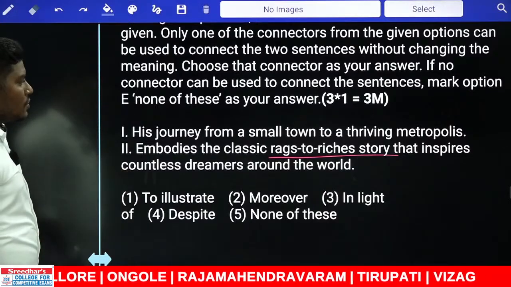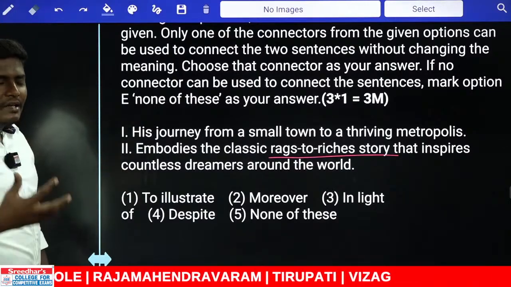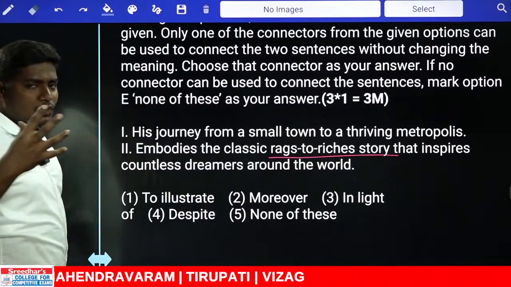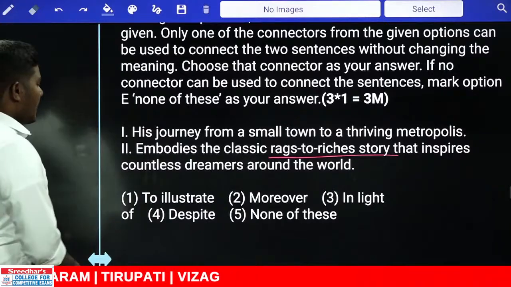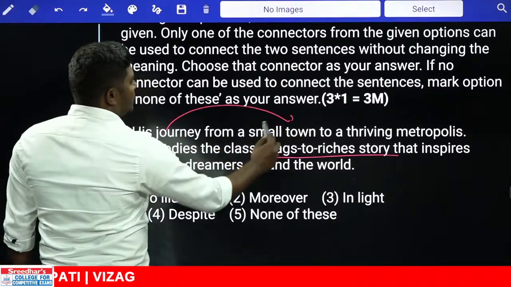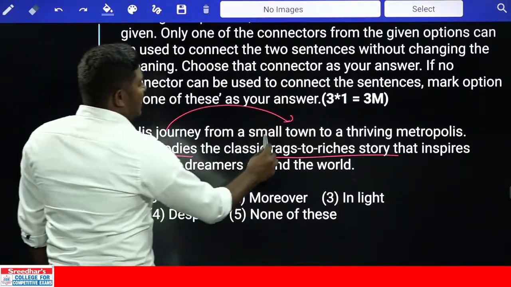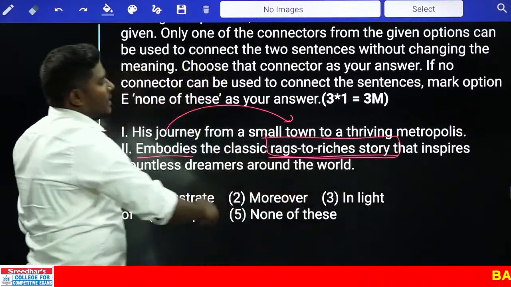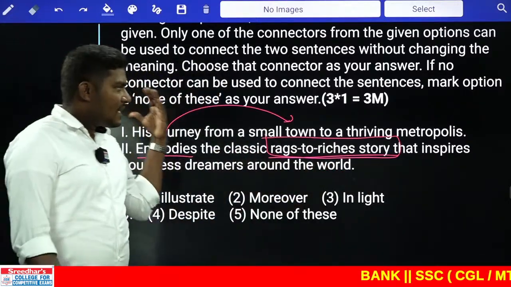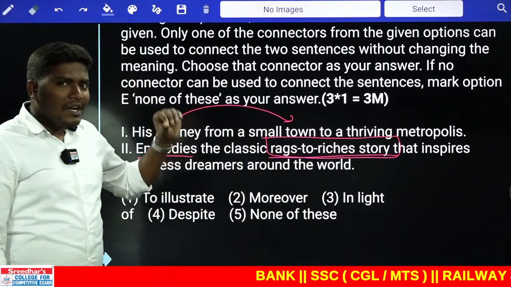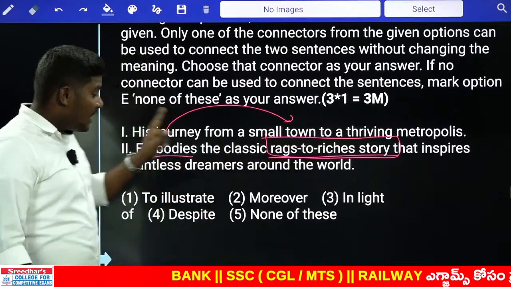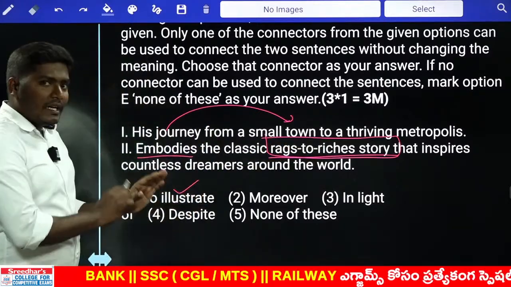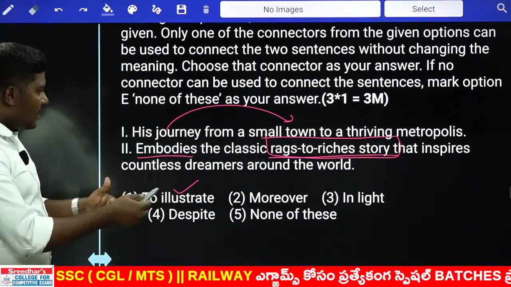To illustrate is nothing but to get the extraction of something. That means to get the real meaning of something. His journey from a small town to the thriving metropolis embodies the classic rags to riches story. That means if at all you need to understand his life, you should correlate his life with the rags to riches story. That is called to illustrate. That is absolutely a correct one. But let us check for the remaining.